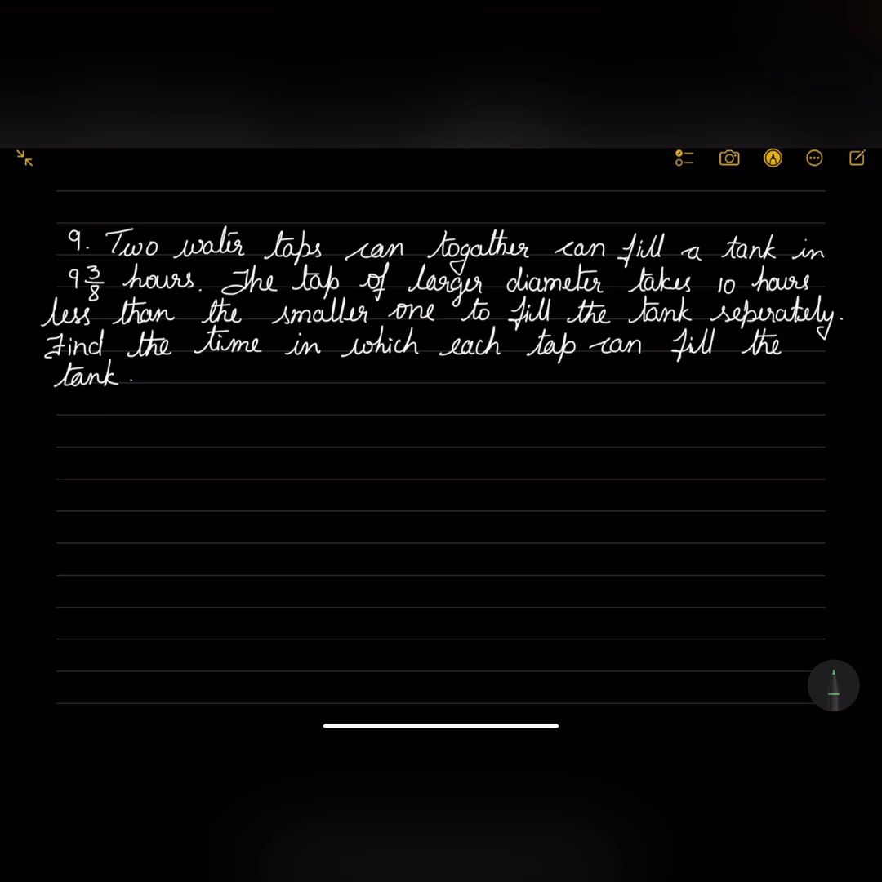Let us read it. Two water taps can together fill a tank in 3 by 8 hours. The tap of the larger diameter takes 10 hours less than the smaller one to fill the tank separately. Find the time in which each tap can fill the tank. So we need to find the time in which each tap can fill the tank. Okay, so we'll write down the conditions they have given first.